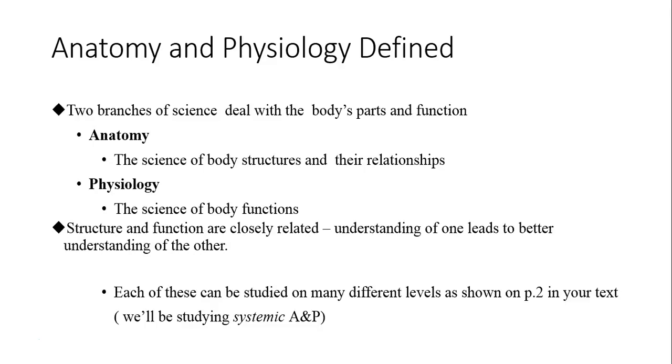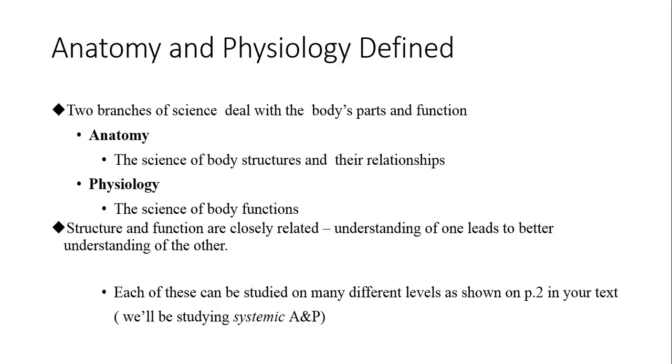These are the two branches of science that deal with the body's parts and function. So anatomy is the science of body structures and their relationships. Physiology is the science of body functions. Structure and function are closely related. Understanding of one leads to a better understanding of the other.